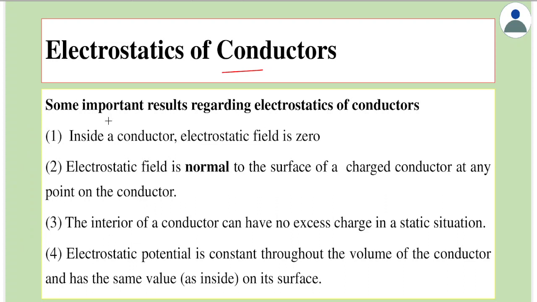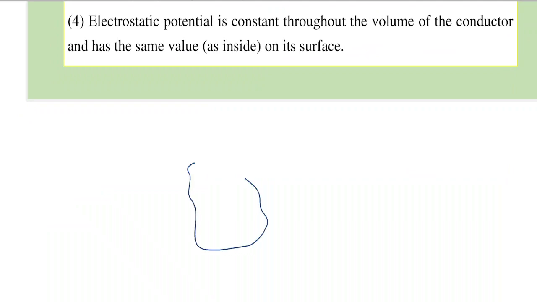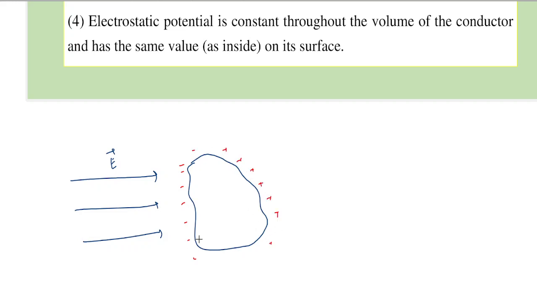The first property is that inside a conductor, the electrostatic field is zero. To understand this, think of a conductor of a random shape. Suppose this conductor is placed in a uniform electric field, or any field for that matter. A conductor basically means it contains free electrons. So the electrons would distribute on this side and the plus charge would be on this side, such that the effect of this would be zero. So the charges distribute in such a way that the field inside would be zero.